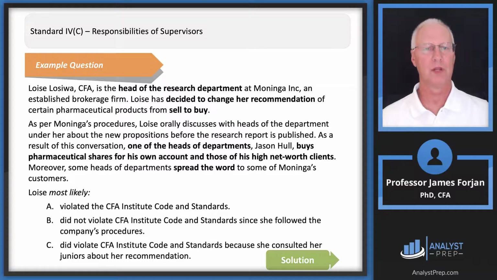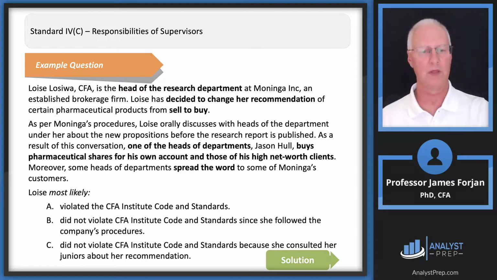All right, how about an exam question here? Here we have an analyst, head of the research department, who decided to change her recommendation of a certain pharmaceutical products company from a sell to a buy. She orally discusses the new proposition with the heads of the department before the research report is published. One of the heads of the department buys pharmaceutical shares for his own account and those of his high net worth clients. Oh boy. Some heads of the department spread the word to some of these customers. Oh boy. So Lois most likely violated, did not violate. We have some reasons for did not violate, but what are you thinking here?